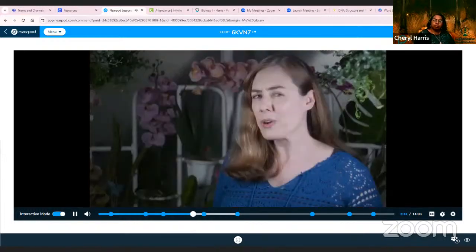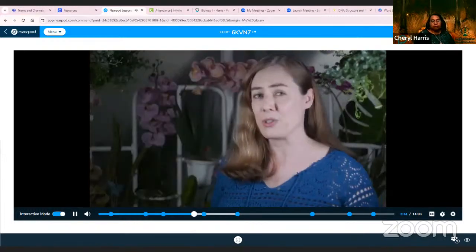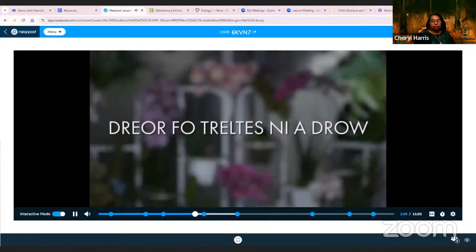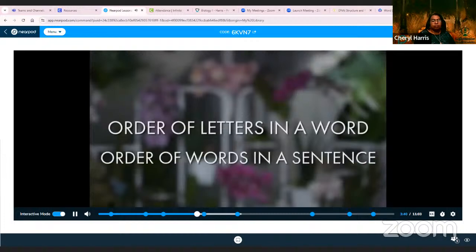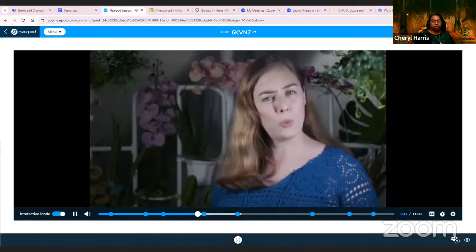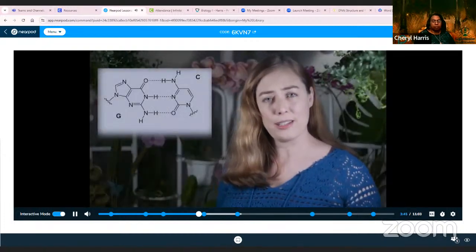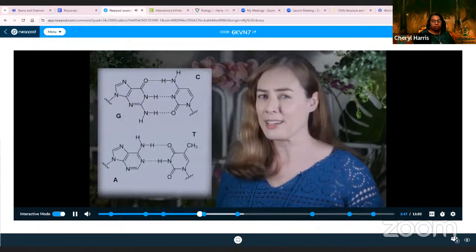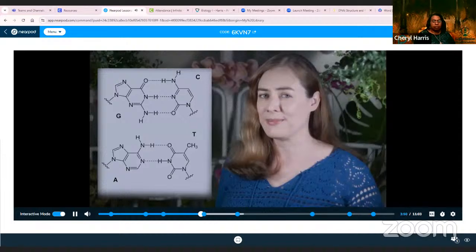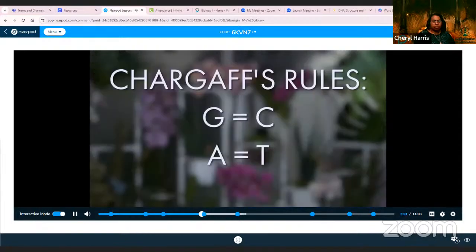The order of these bases is how information is stored in DNA. Think of it like the order of letters in a word, and the order of words in a sentence. Guanine always pairs with cytosine. Adenine always pairs with thymine. These are known as Chargaff's rules, in honor of Erwin Chargaff, who determined this biochemically.